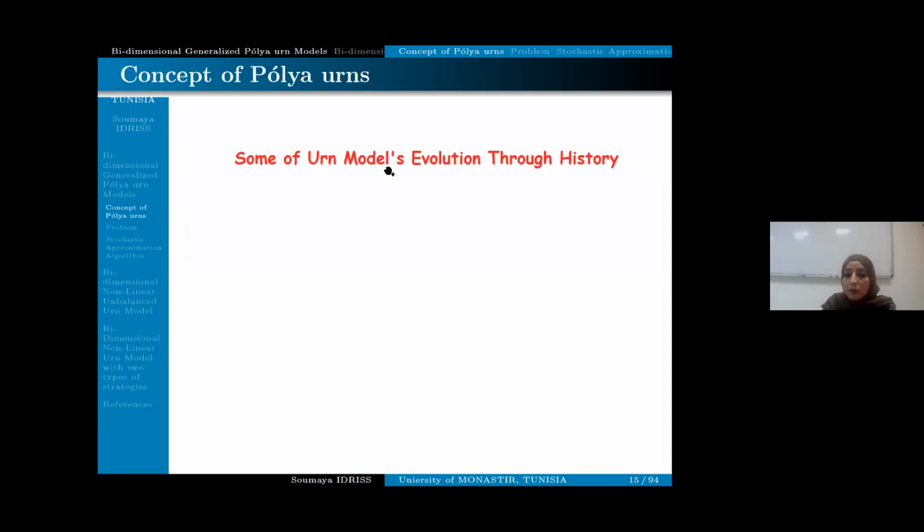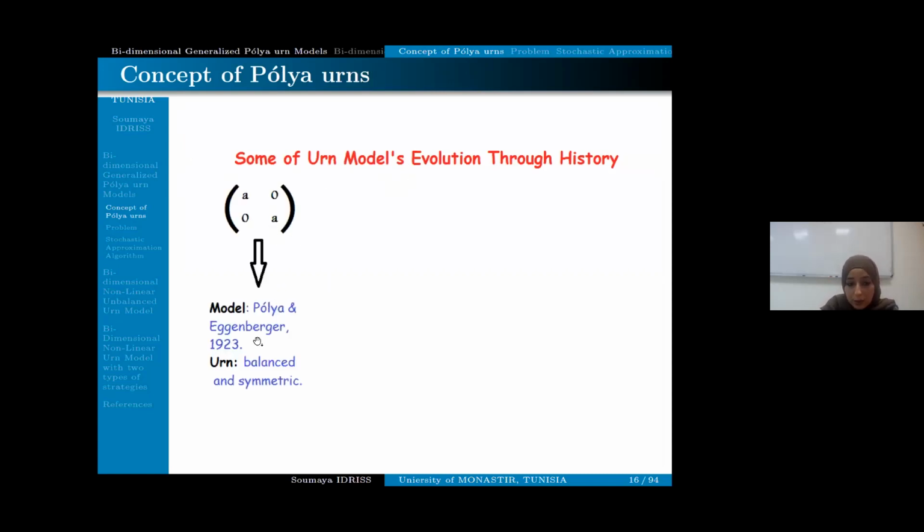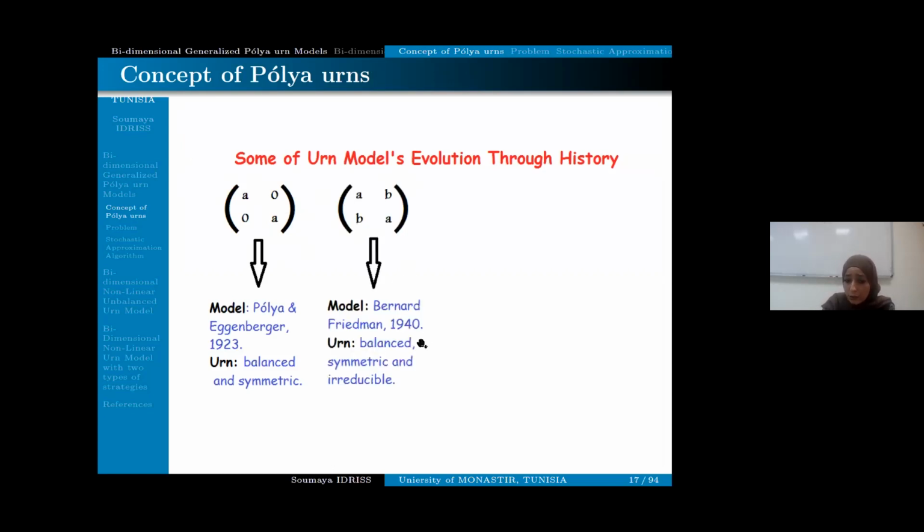I present here some of the urn models throughout history. The first model is that of Pólya and Eggenberger in 1923. They used a balanced, symmetric, and irreducible matrix. After that, in 1940, came Bernard Friedman.